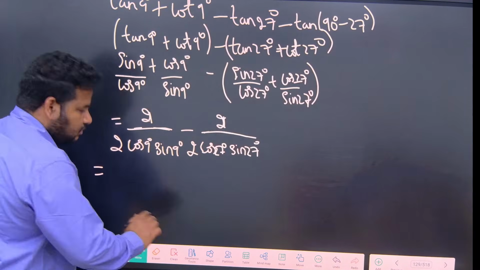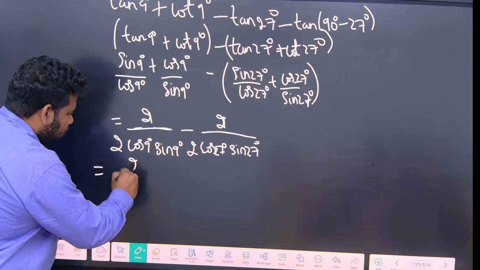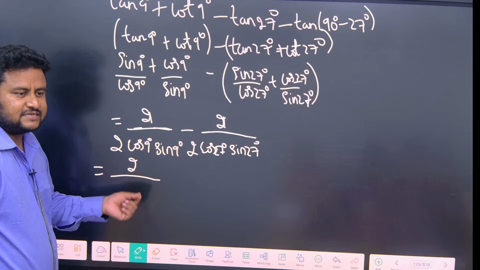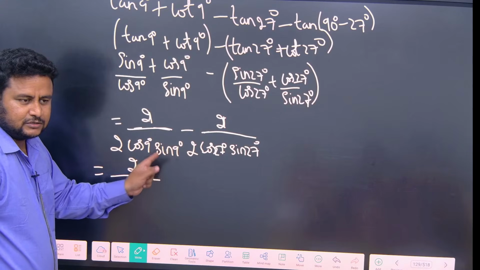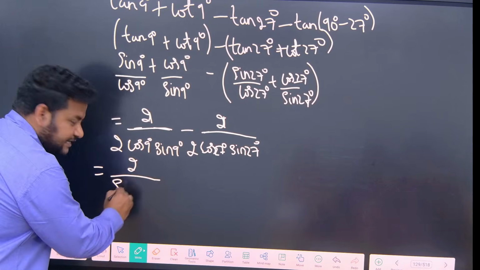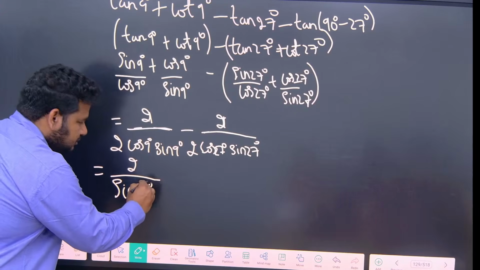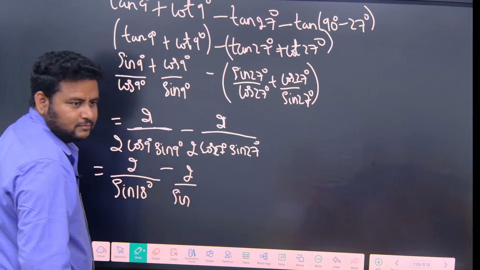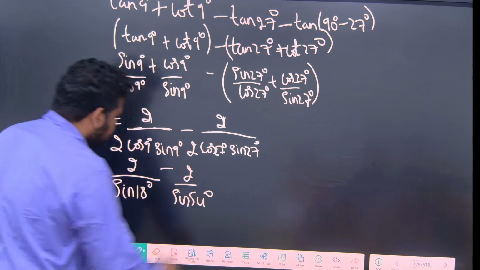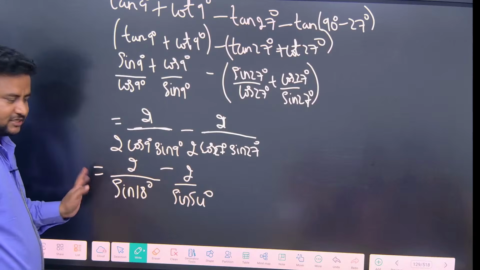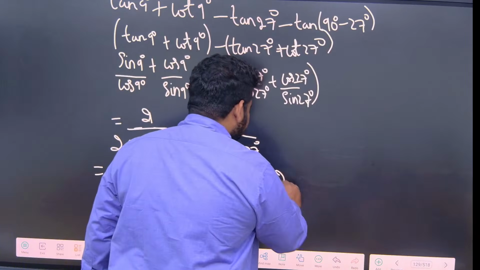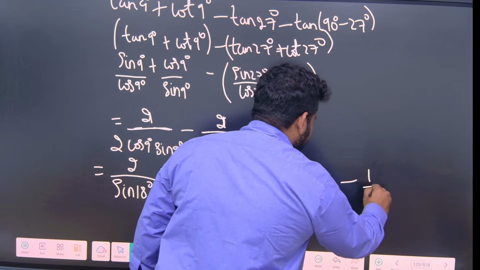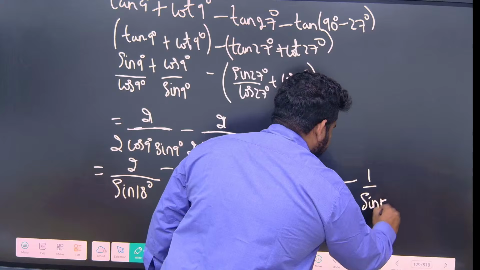Now, is it clear? Yes. So this will become 2, but this is 2 sin A cos A. So 2 sin A cos A is sin 2A. A is 9 degree, so 2 into 9 is sin 18 degree. This is minus 2 by sin 27 into 2, that is 54. Now what can I take common? 2 is common, I can take it outside. So this will become 2 times 1 by sin 18 degree minus 1 by sin 54 degree.